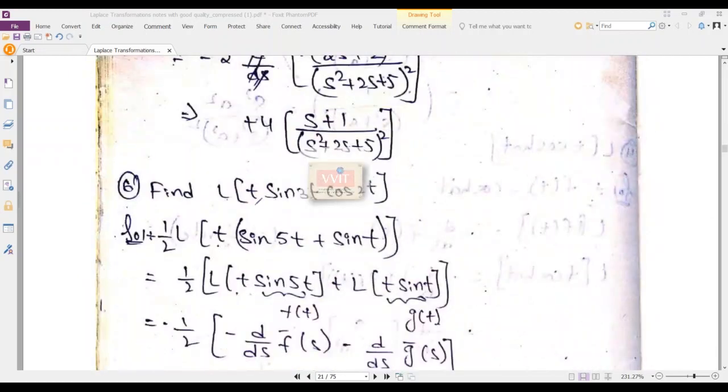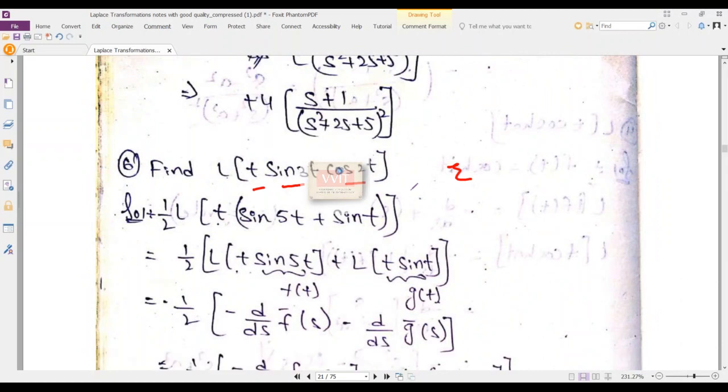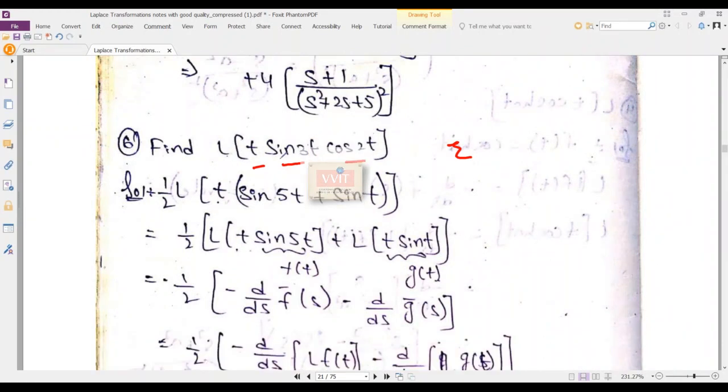Similarly, L of t times sine 3t cos 2t. How do we handle this? Same logic, not a big deal. So first, what will you try? Multiply and divide with 2. Now these two functions, since they are trigonometric functions, can be merged into a single function. So 2 sine a cos b, because the sine angle is bigger than the cos angle, 2 sine a cos b is sine of a plus b plus sine of a minus b.